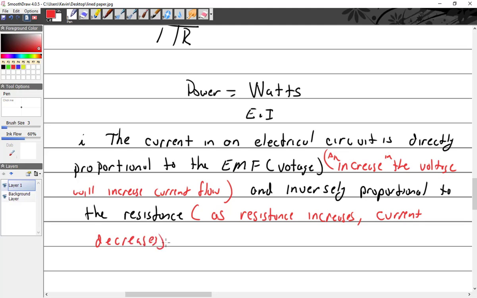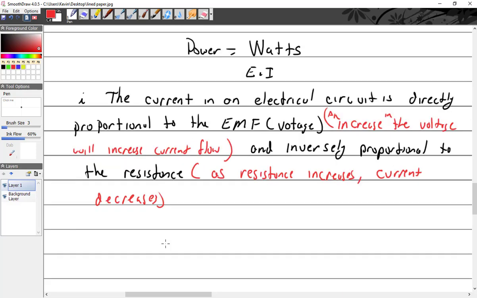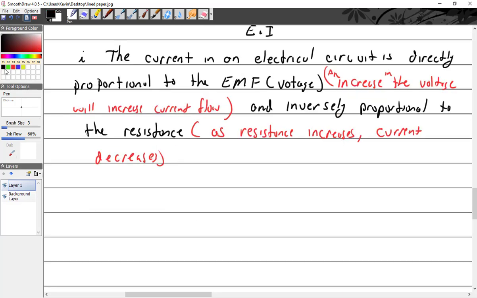So if I increase the voltage, current does what? Increases. I increase the resistance, current goes down. All right. And I think I wrote this one yesterday too. Ohm's law is 1 volt causes 1 amp to flow through 1 ohm. Okay. 1, 1, and 1.